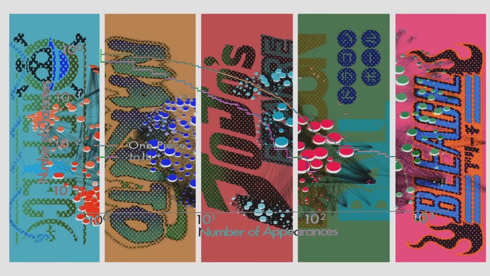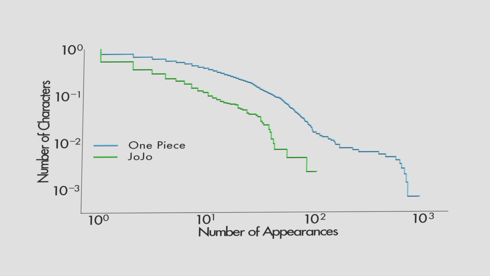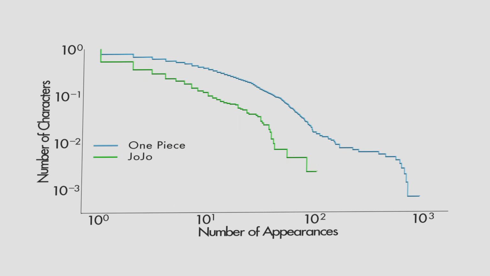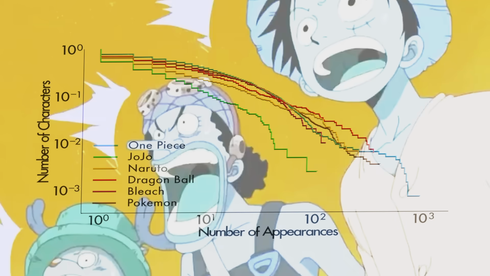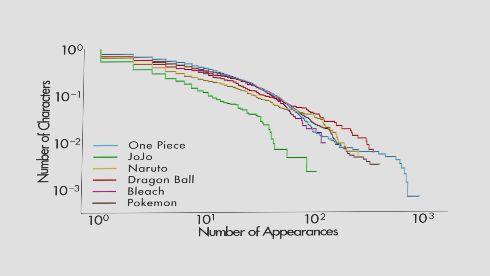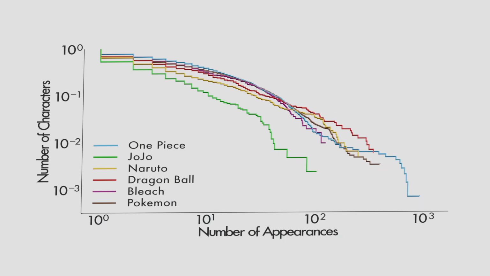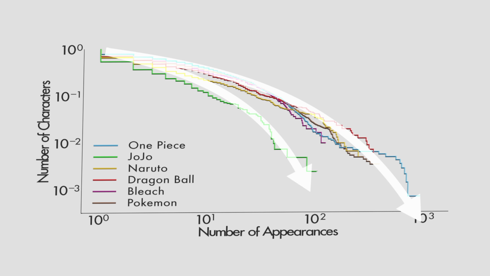Bleach, Naruto, Dragonball, and recently I added Pokemon as well. Again, what I was expecting to see was a downward trend, but a graph that looked different to the ones that we already had. That's what I was expecting, but that's not really what I got. Instead, they all seem to be more or less following One Piece. And that I was not expecting. Now, okay, I'll admit there's some wiggle room here. They aren't following One Piece perfectly. But I mean, to me, they seem more similar than not, especially when we compare it with Jojo.